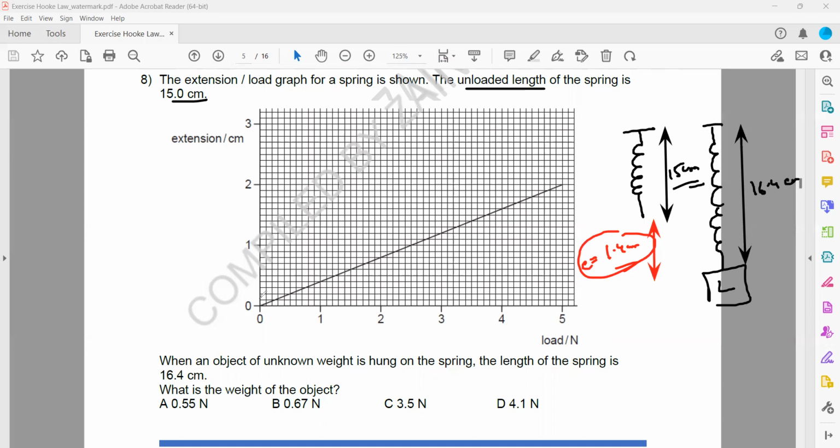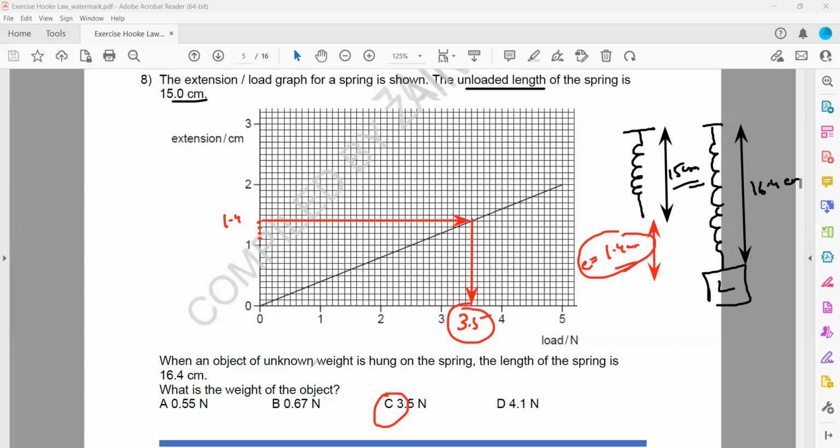So how can we work it out? 10 boxes equal 1, so each box is 0.1. So this will be 1.1, 1.2, 1.3, and 1.4. So we draw a line from 1.4 and we find the load. So this is 3, then 1, 2, 3, 4, and this is 3.5. So C will be the right answer.